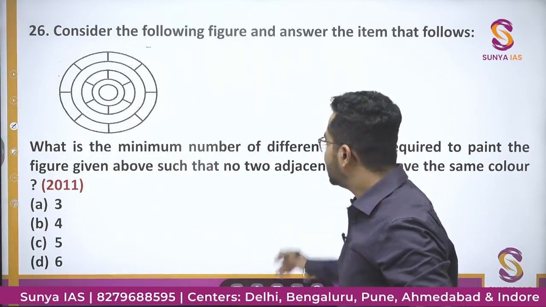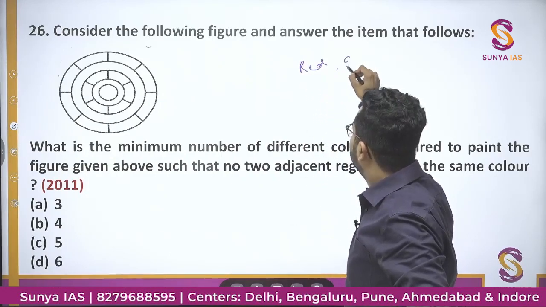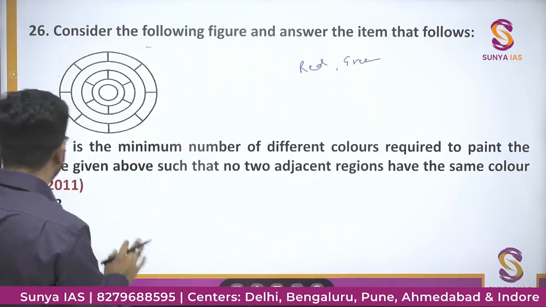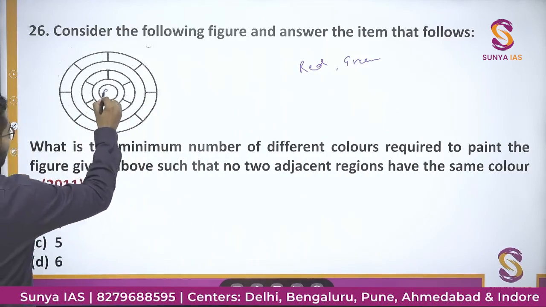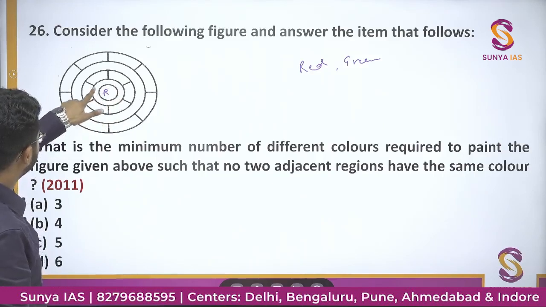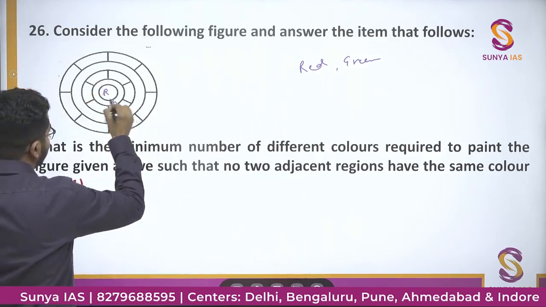Minimum number of different colors required to paint the figure given below such that no two adjacent regions have the same color. So let's say I have a color red or green. First, I have one color. Let's say only one color is required. So if this is red, then definitely this whole portion cannot be red. So definitely this must be a different color. Let's say this is green.